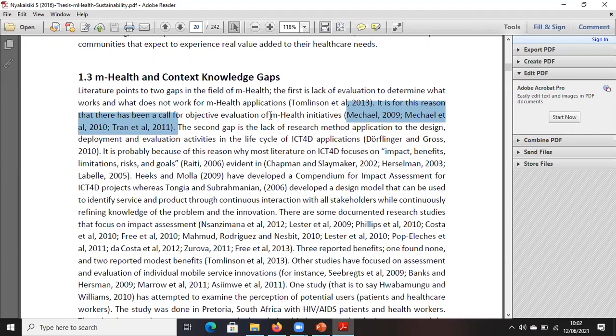Then here I also went ahead and said the second gap is the lack of research method application to the design and deployment. So these were gaps that these people were talking about. Now, the other thing also, someone may not necessarily point out a gap. Somebody might say they've done this research, they've implemented this, but they implemented it in a context different from Uganda.